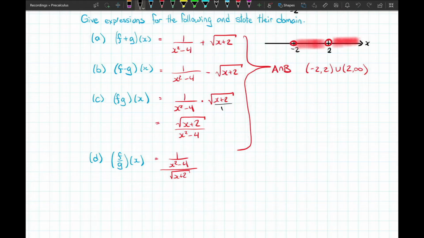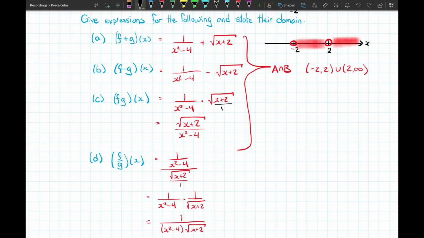It might look a lot better if we were to write this denominator over 1, and then we could use the reciprocal and multiply instead. Now this will make things look a little bit nicer because when we're just doing multiplication, we can then combine together by multiplying numerators and denominators.